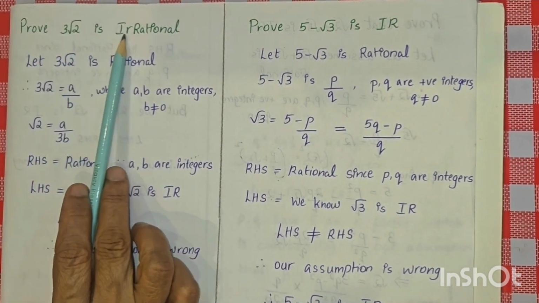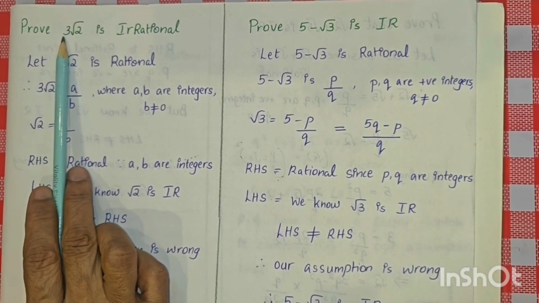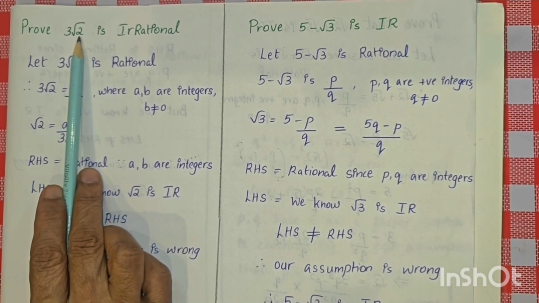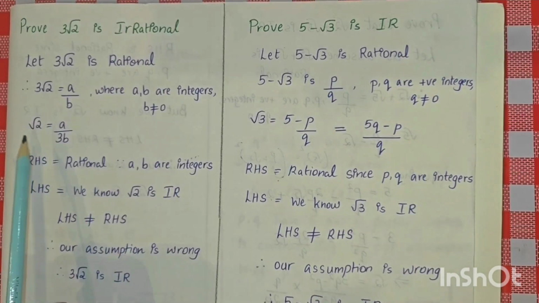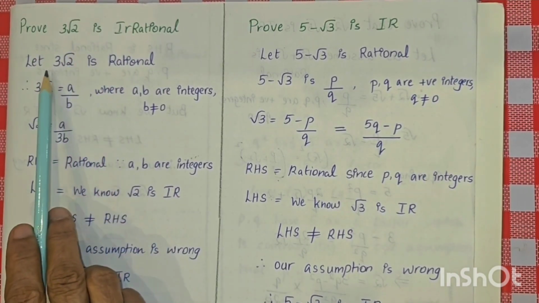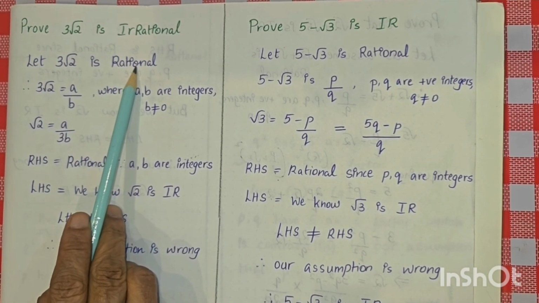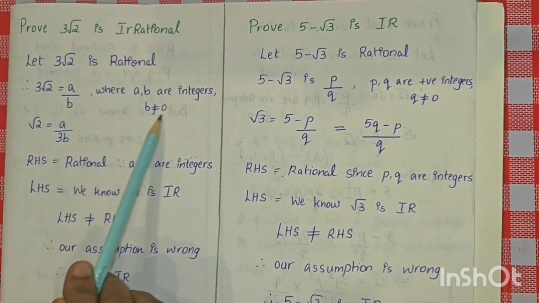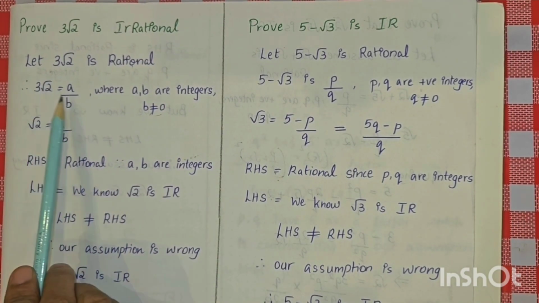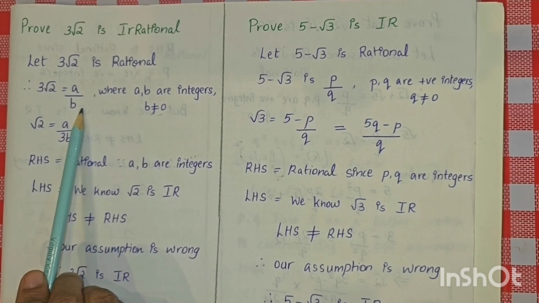Prove 3 root 2 is irrational. So, 3 is a rational number and root 2 is an irrational number. So, rational into irrational is always irrational. So again we will assume that it is rational. So you will write it as a by b, where a and b are integers and b not equal to 0. Bring the 3 to the denominator on the opposite side.